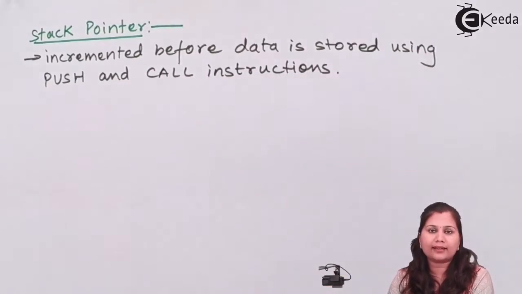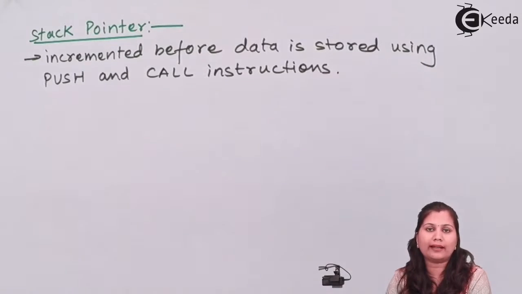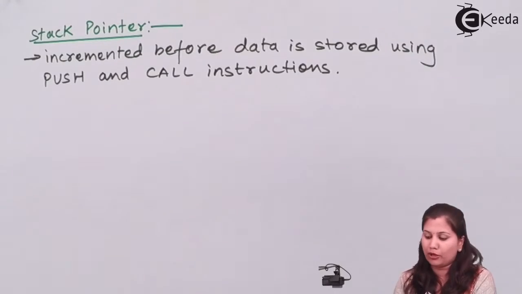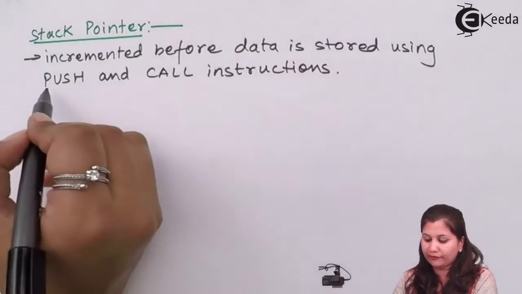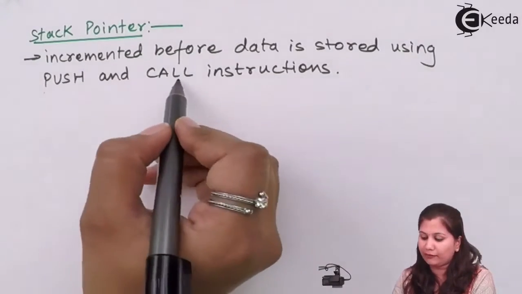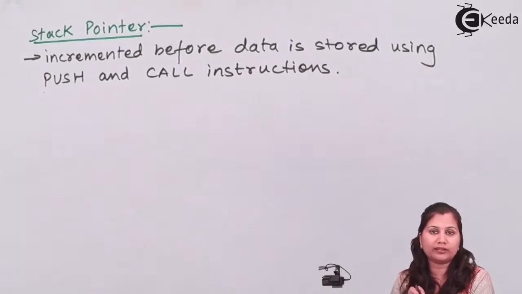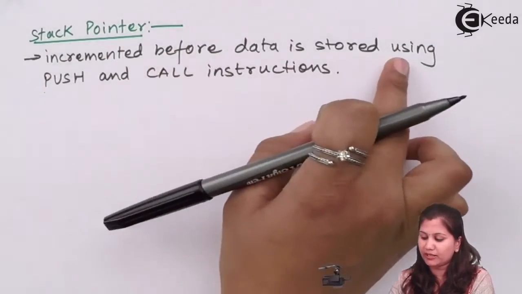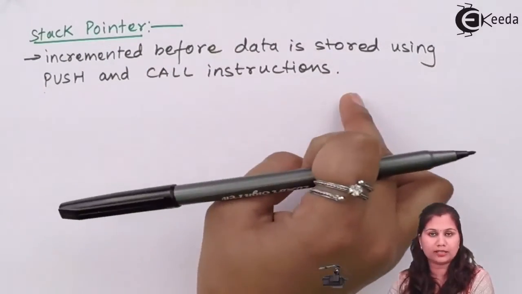So the stack holds the data and also the subroutines. Subroutines are short programs which are written at different locations, and these short programs or subroutines are called in the main program. So for storing the data we have the push instruction, and for calling the subroutines we have the call instructions. This stack pointer is incremented before data is stored using push and call instructions.